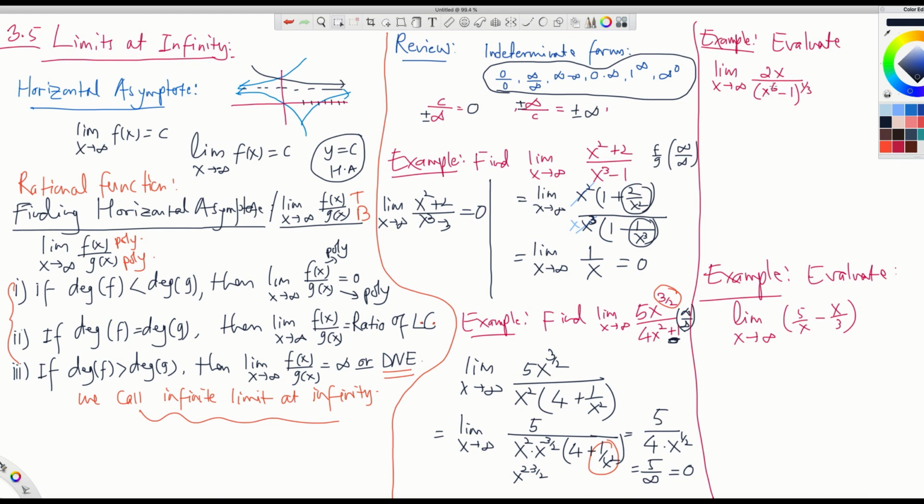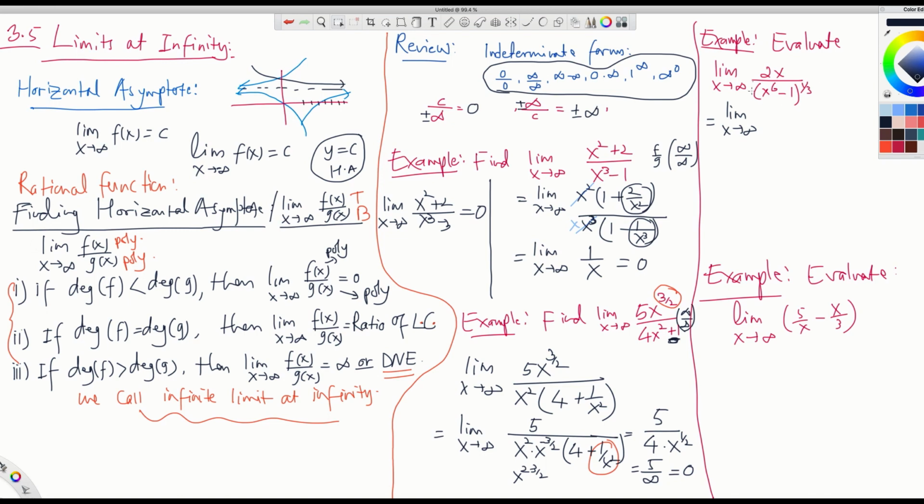2x over x to the 6 minus 1. So we can use that rule. Why is that? Because the bottom has the fractional exponent, so this is not a polynomial. Okay, what we do, we use that technique, try to factor out the highest exponent term. Okay, so this will be limit x tends to infinity.